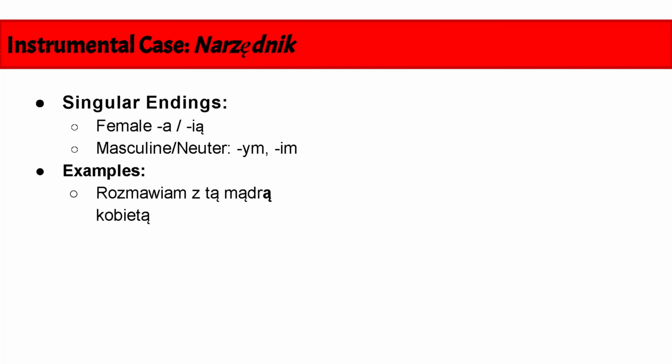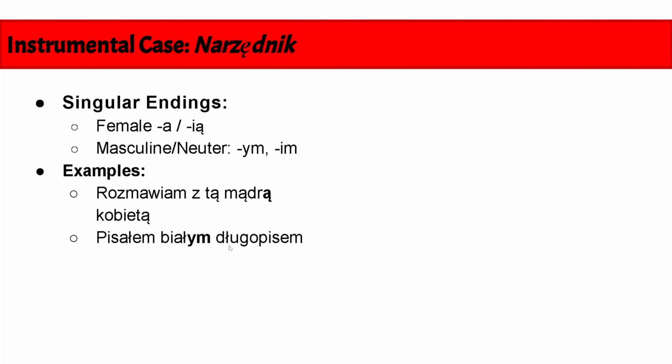Rozmawiałam z tą mądrą kobietą. I was talking with that smart woman. Kobieta is the noun that is being affected by the adjective. Kobieta in the narzędnik is kobietą. So we have to apply that same logic to the adjective. So it cannot be mądry, because kobieta is not a masculine noun. Or it cannot be mądrym. Doesn't work. So because the noun is feminine, the ending of the adjective must also take the feminine. So we would have mądrą kobietą, which we have right here. That should be an o. I hadn't noticed that yet, but that should be an o right here, like this.